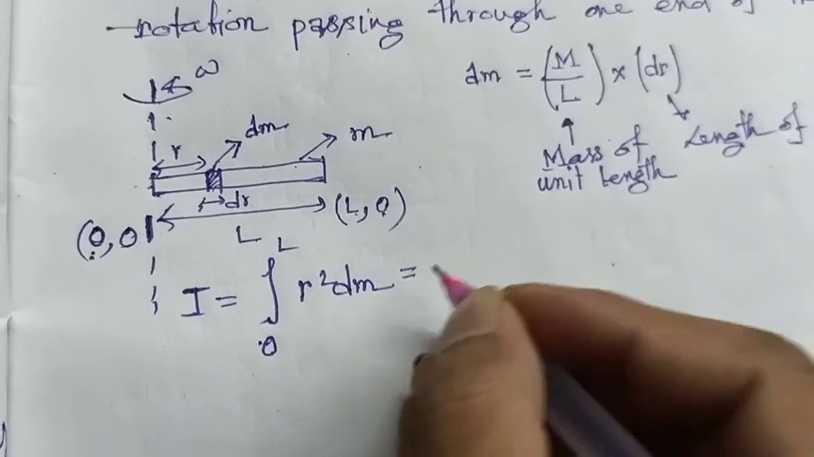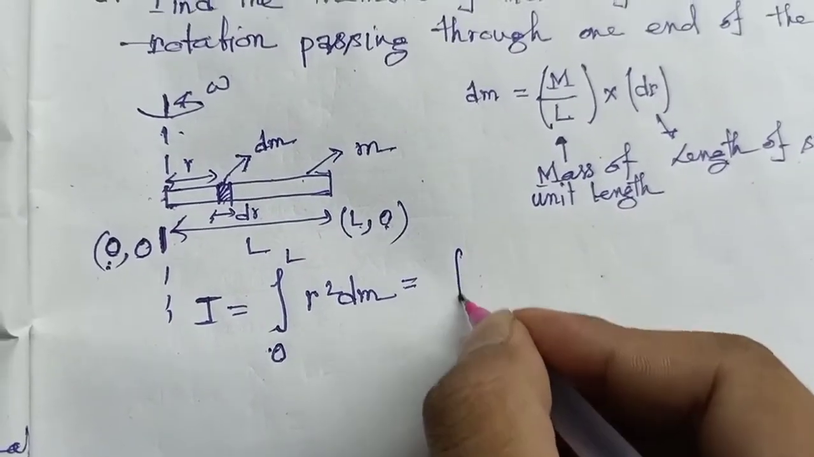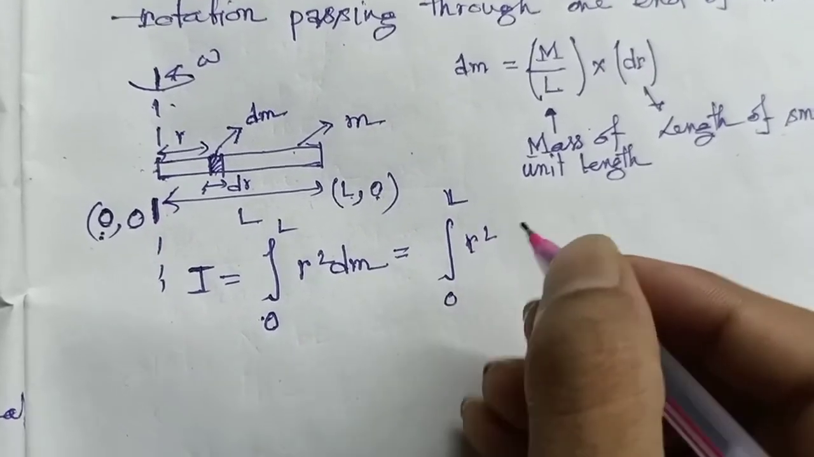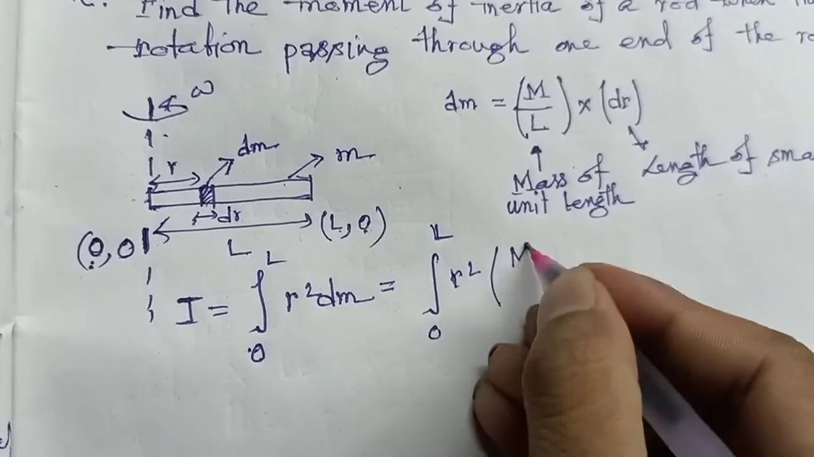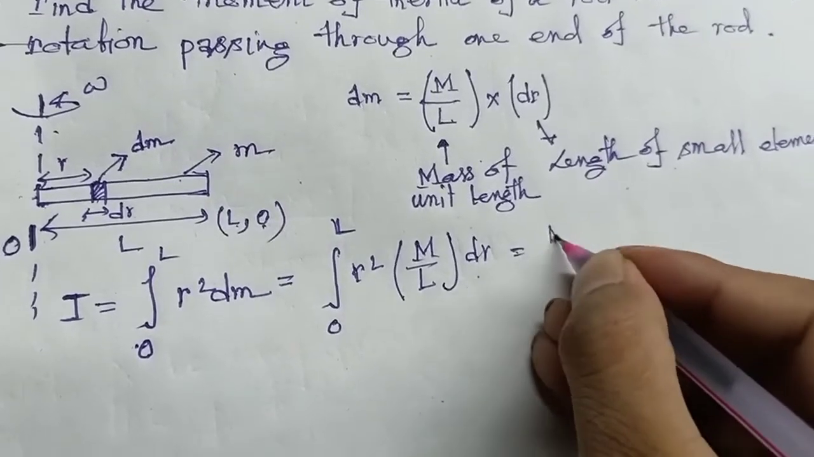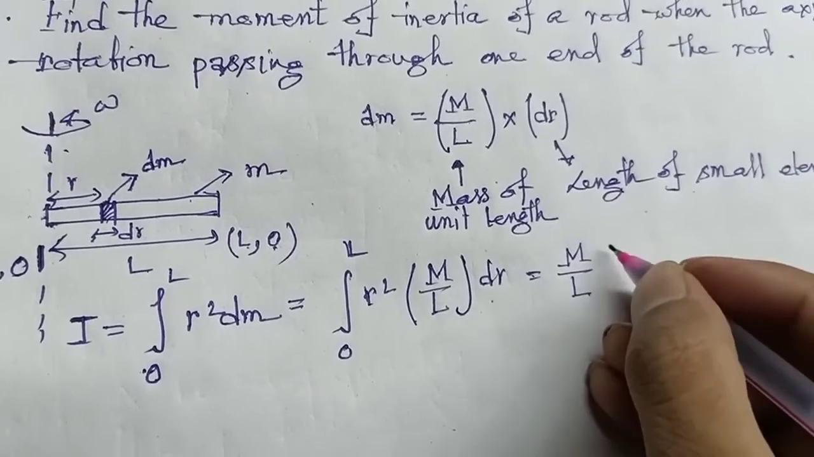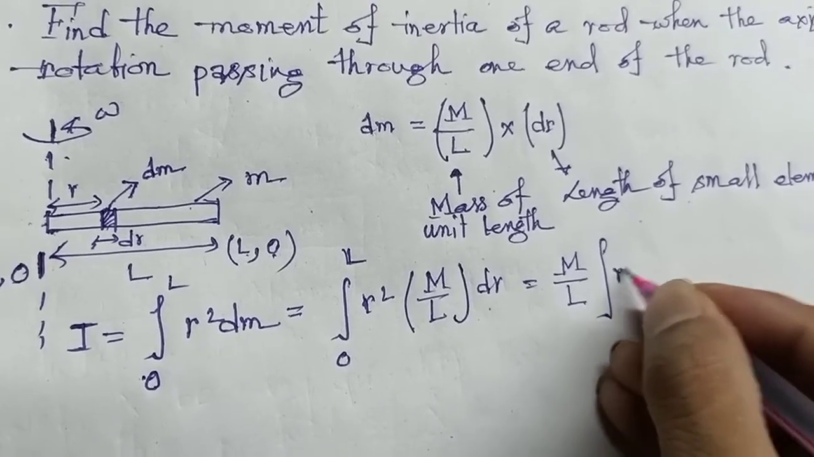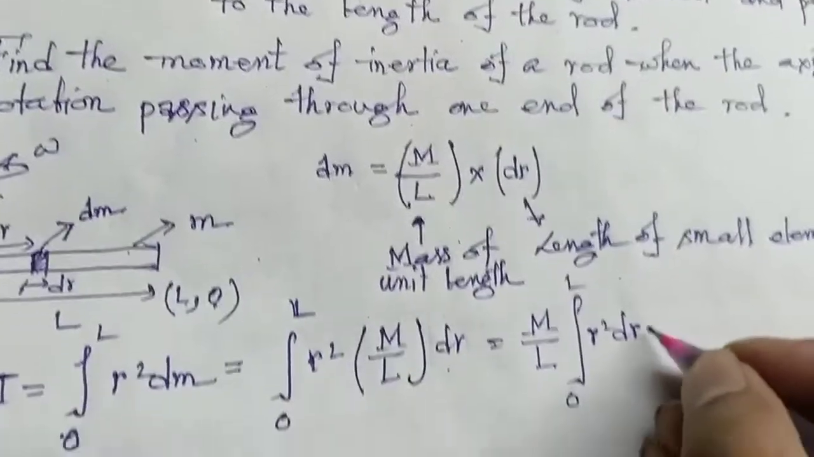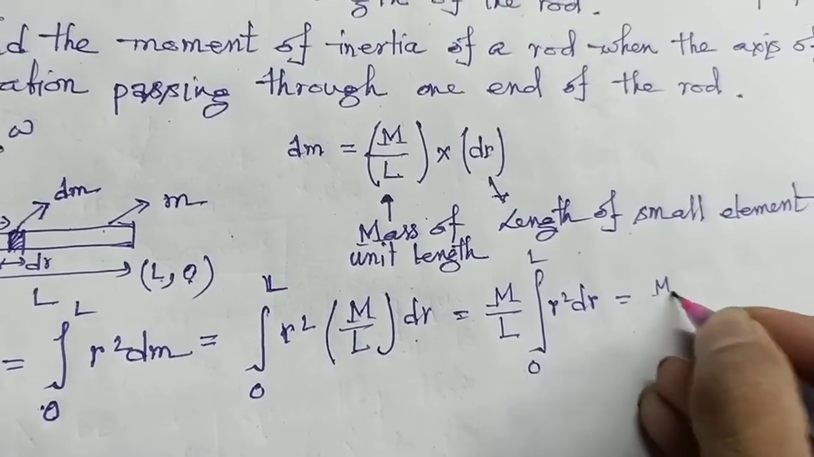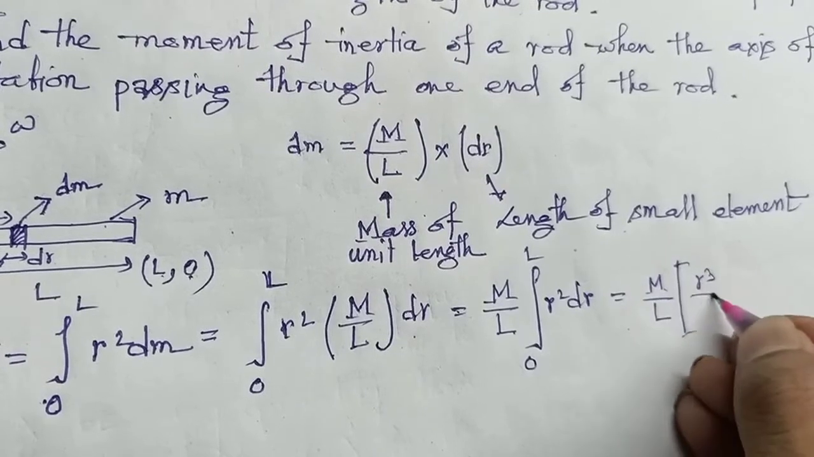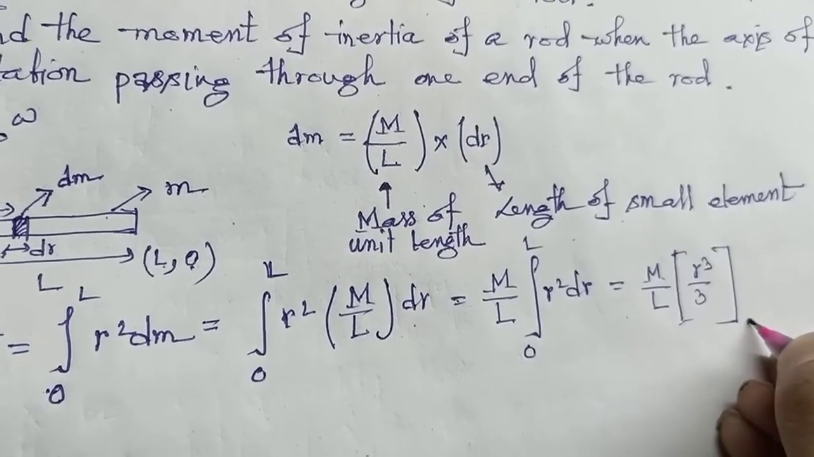So we'll proceed with the integration, from 0 to L. This is r square, and dm is M divided by L into dr. So it becomes M divided by L into the integration of r square dr, with limits 0 to L. So this becomes M divided by L, and the integration of r square dr equals r cube divided by 3, with limits from 0 to L.